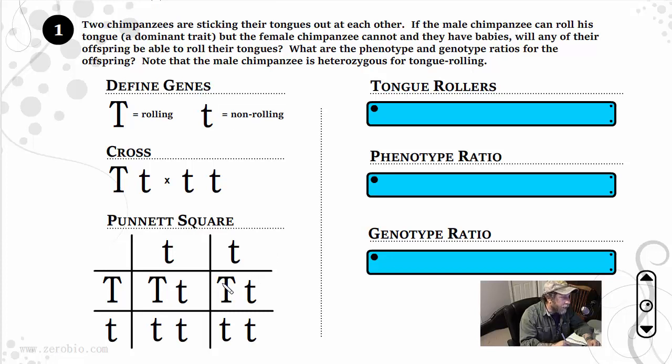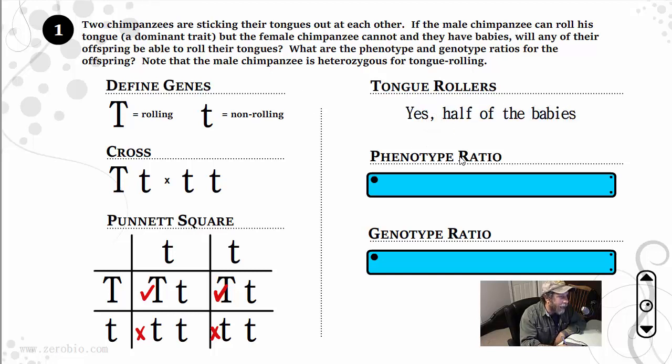Now, we need to answer the first question, which is, will any of their offspring be able to roll their tongues? Because tongue rolling is a dominant trait, we can see that this chimpanzee and this one both have a big T. Doesn't matter about the little t. This little t is recessive and it's masked by the dominant gene. So this one can roll its tongue. This one can roll its tongue. But this one with two little t's cannot. This one cannot. So we can go ahead and answer the question. Yes, half of the babies will be able to roll their tongues. These ones right here.